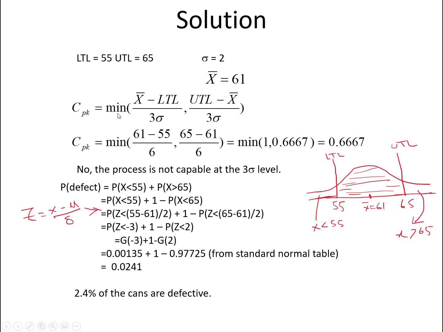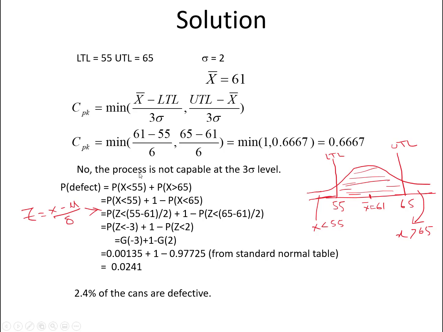The Cpk formulation is the minimum of x bar minus LTL divided by 3 sigma, and UTL minus x bar divided by 3 sigma. So x bar is 61 minus the lower tolerance 55, and 3, because they already mentioned to check it for 3 sigma. If they want to check it for 4 sigma, you need to multiply by 4. If the industry claims that we are fulfilling the 2 sigma level, you need to put 2 sigma. But now they ask for 3 sigma, so that is why we are calculating for 3 sigma.